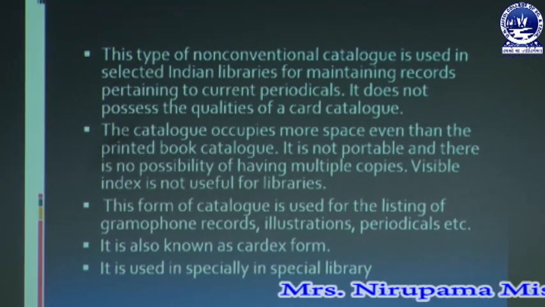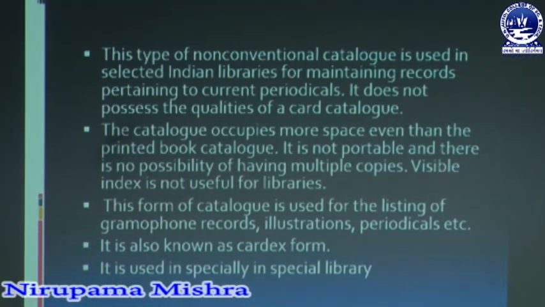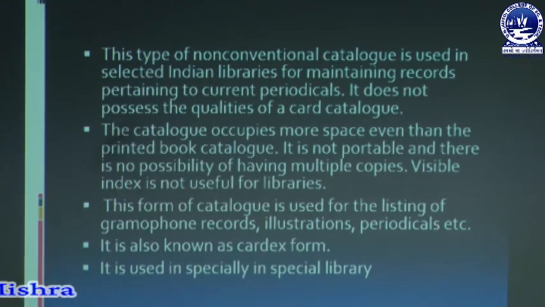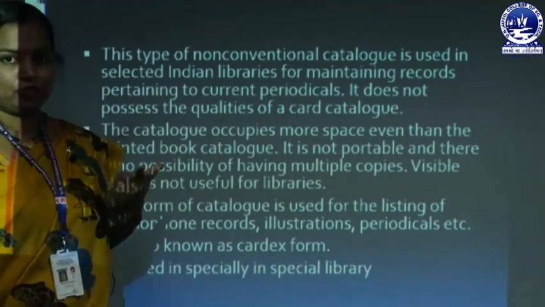The card occupies more space. Actually it looks like a cabinet, and it occupies much place, and it is not visible if you are not guided properly to access all the information through the card. This form of the catalog is used for the cataloging of gramophone records. Actually it is illustrated information. For example, at Akashvani Kendras, all those recorded information is stored.